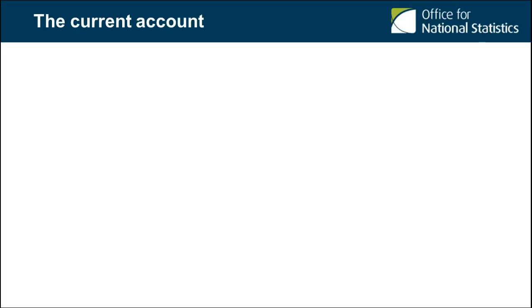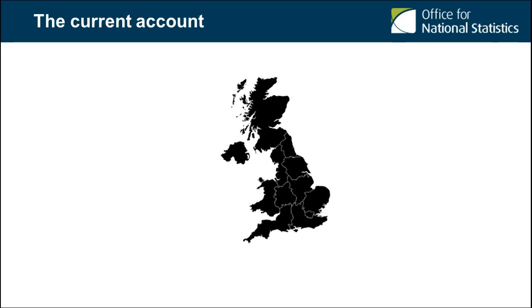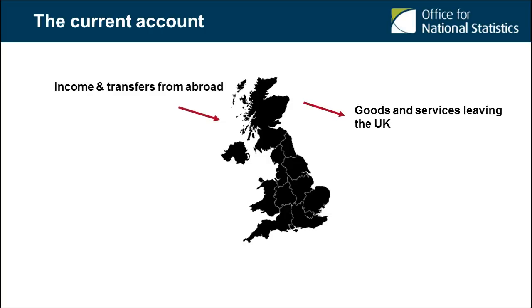So how's the current account constructed? Well, if we bring up this map of the UK, firstly we have goods and services that leave the UK, for example exporting cars across the world. There is also money that comes into the UK, for example when organisations and individuals receive income from investments in other countries, or when grant aid is received, for example the EU Social Fund. Both of these together act as a credit to the UK current account.